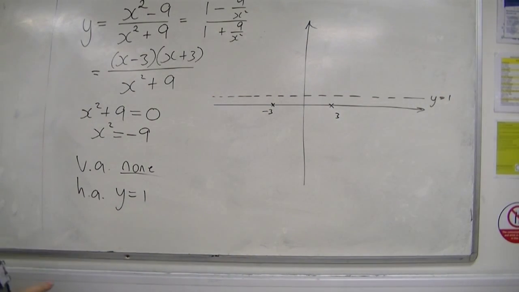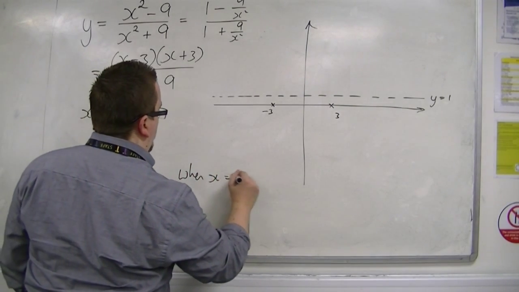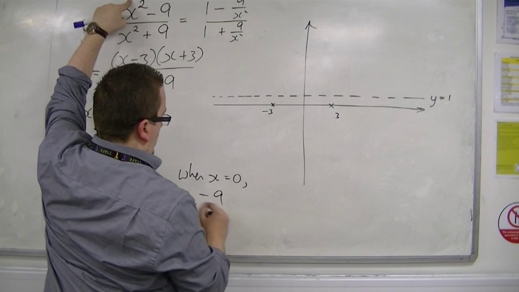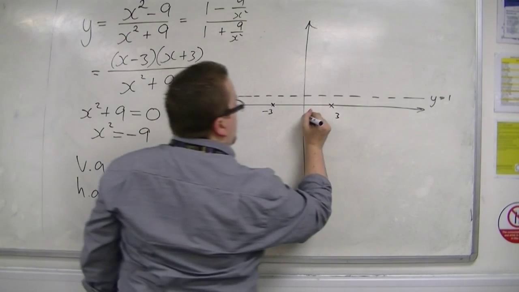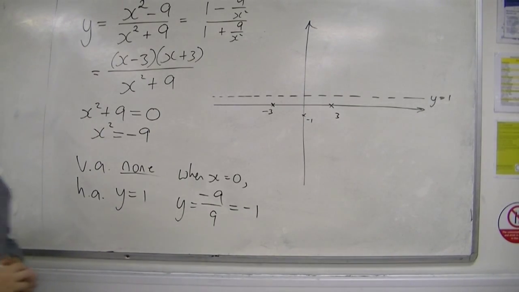How about where it crosses the y-axis? That's when x is 0. So when x is 0, we're going to get minus 9 over 9. So that's minus 1. So it's crossing the y-axis at minus 1.